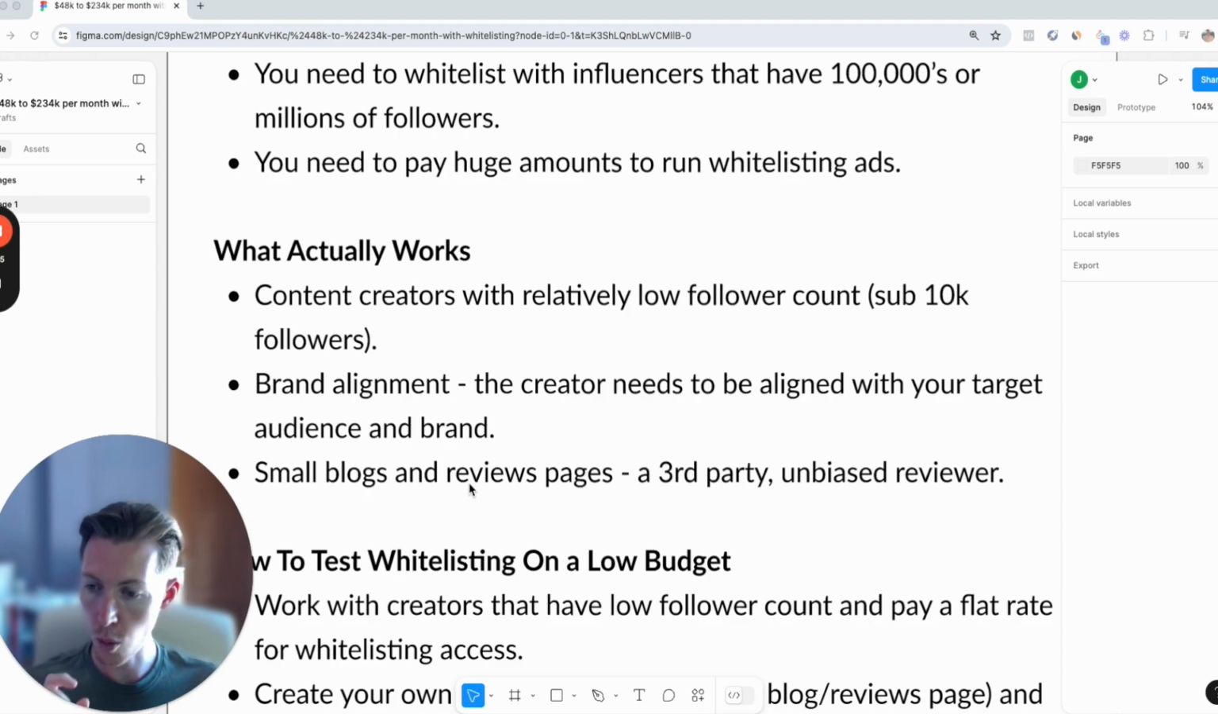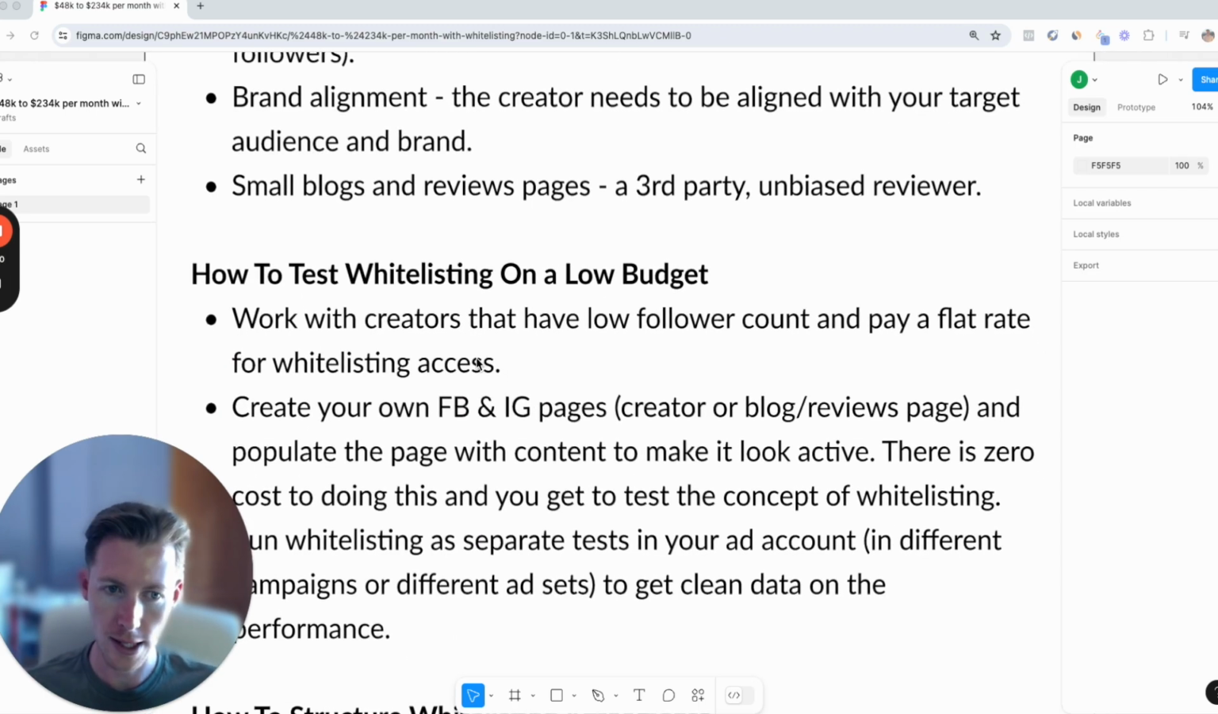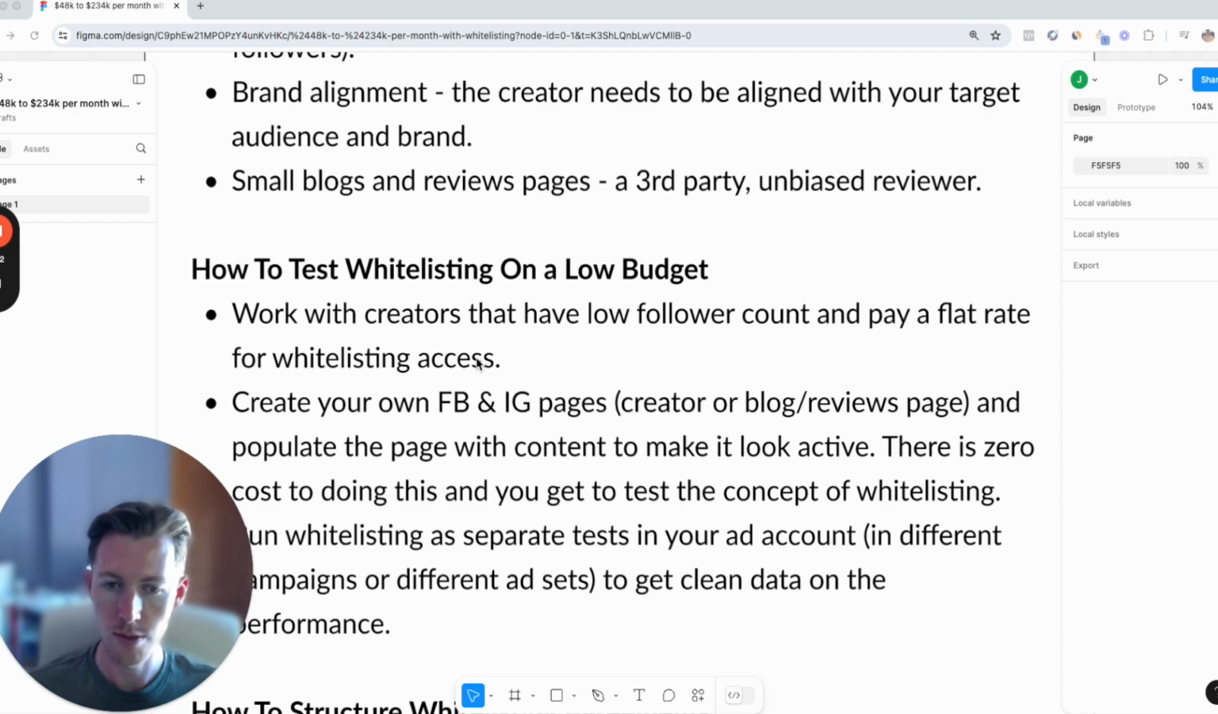Again, the small blogs and reviews pages, they also have to be aligned with your brand, right? If you're selling something that's very masculine, but you're running through a very female-oriented blog or reviews, there's going to be misalignment there, right? So those are the things that actually work for us. And then how do you actually test whitelisting on a low budget, right? You don't want to be spending tons trying to test whitelisting and see if it works for you. So how do you actually do this?